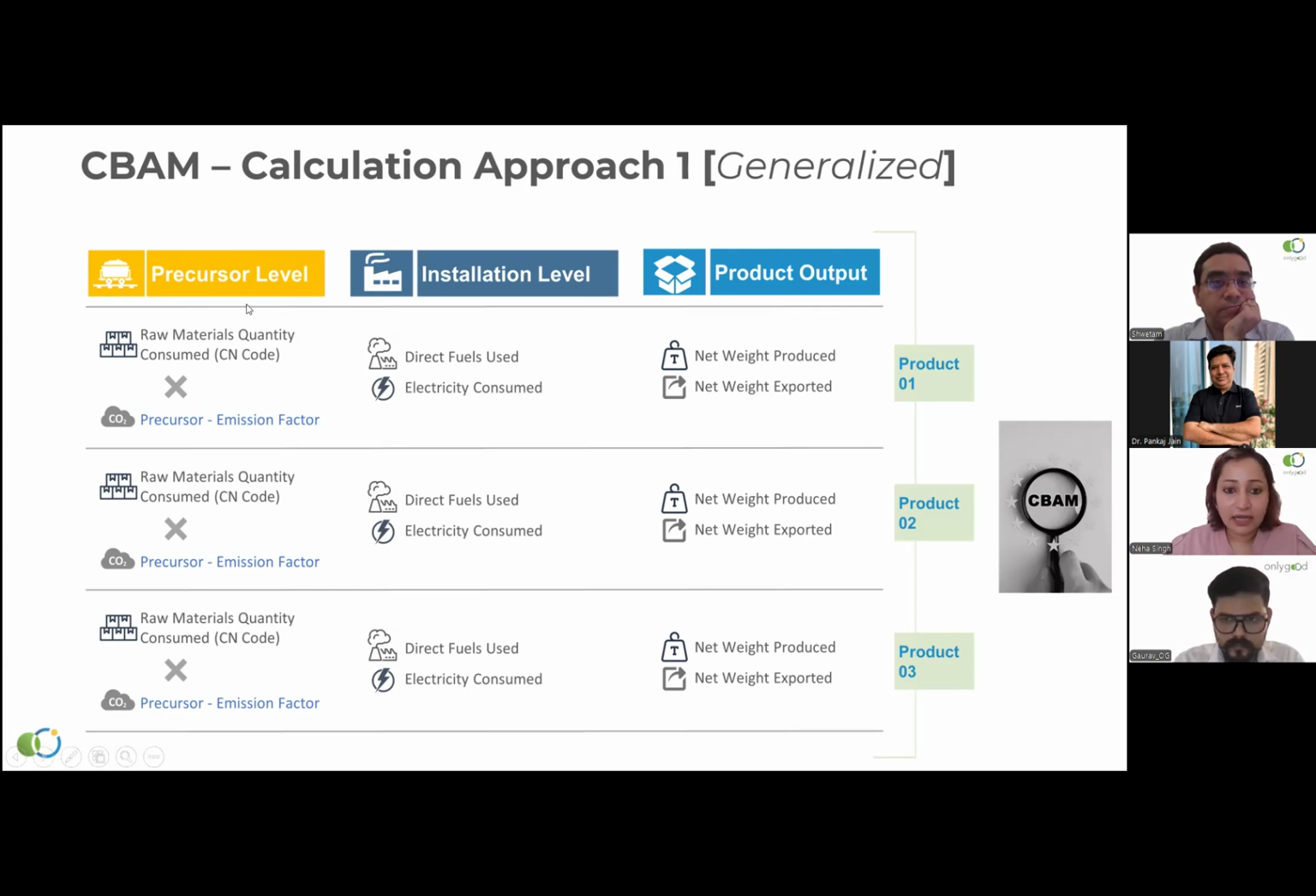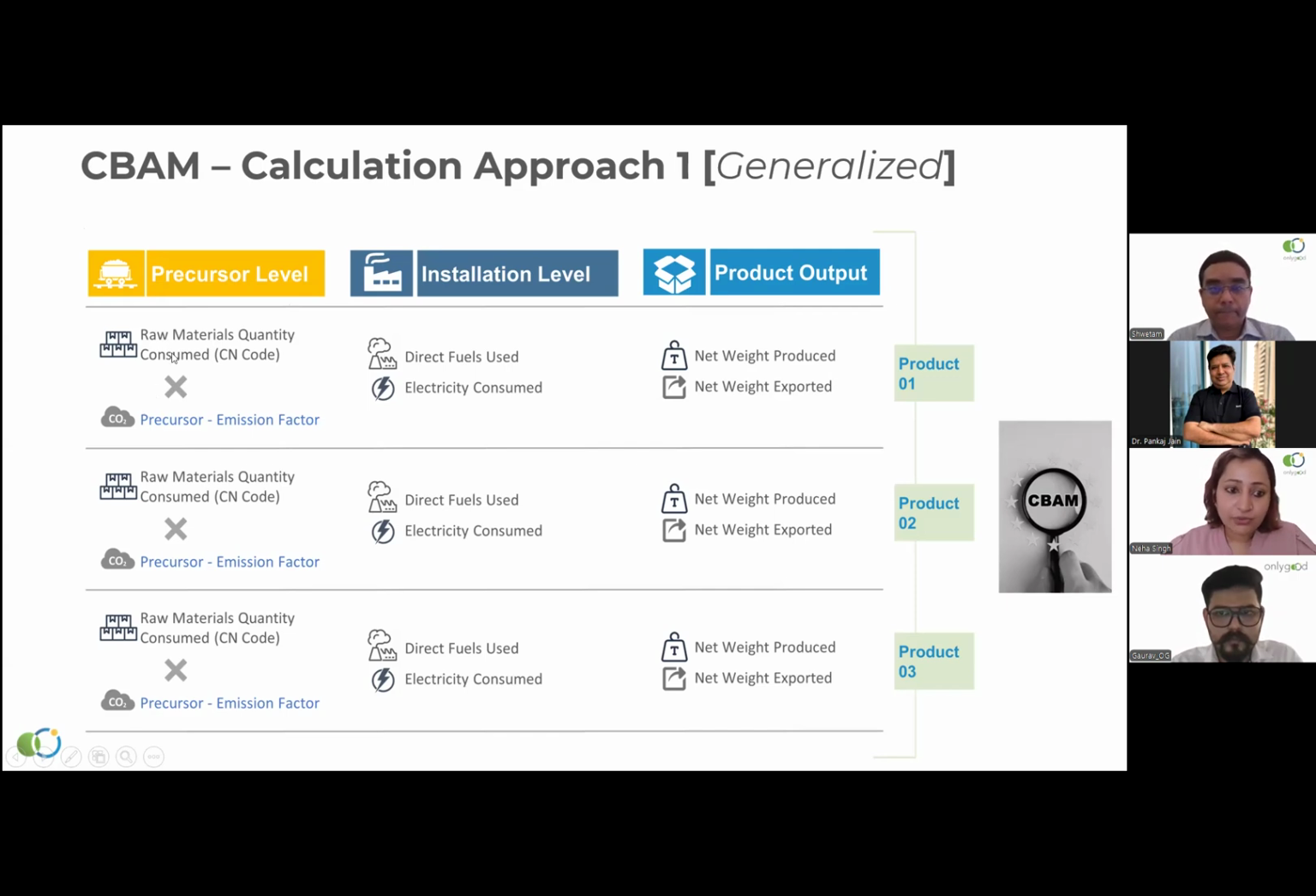Along with that, I definitely need installation level information, which is how much of direct fuels or electricity I'm using at the facility for this particular product 1. And the next thing that I need is the product information: how much of it is totally produced, and what part of it am I actually exporting, which is going to come as part of the EU compliance, so getting exported to the EU. So typically, these are 3 sets of information we need: precursor, supplier level; installation, facility level; and product information.